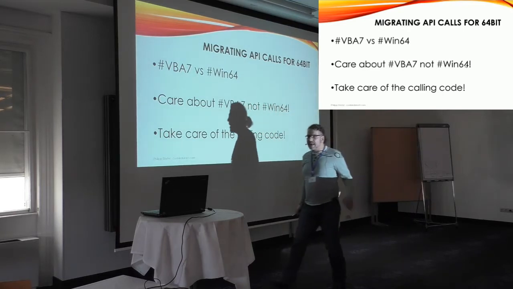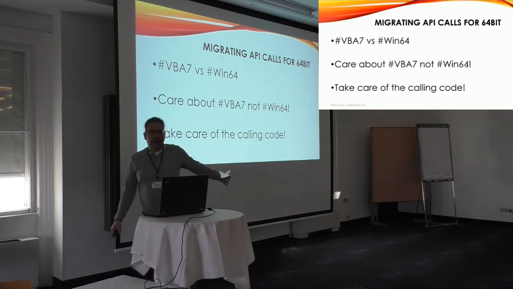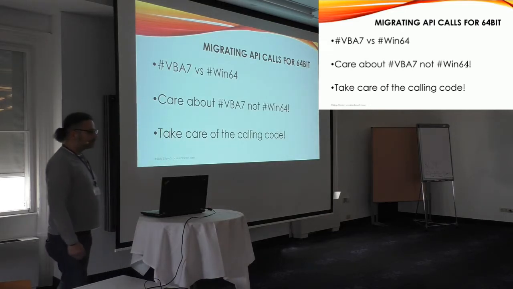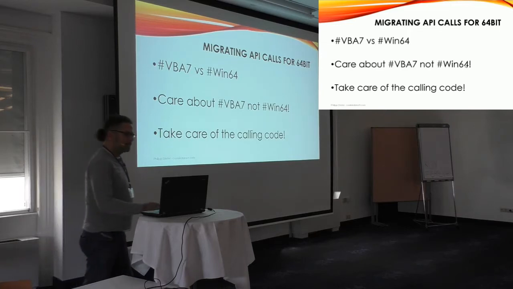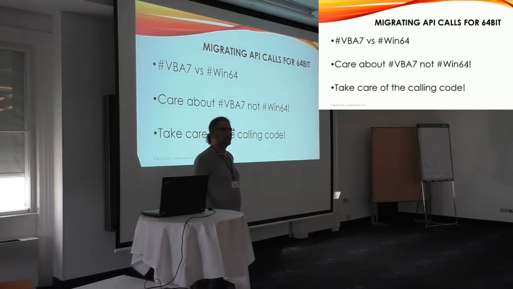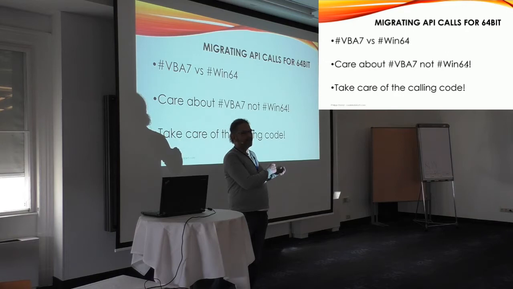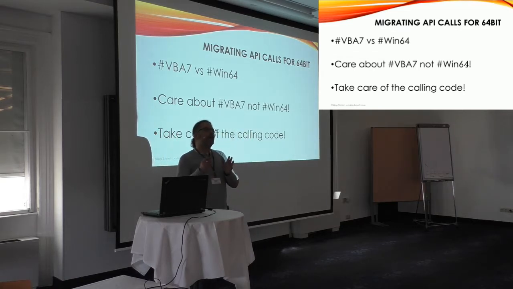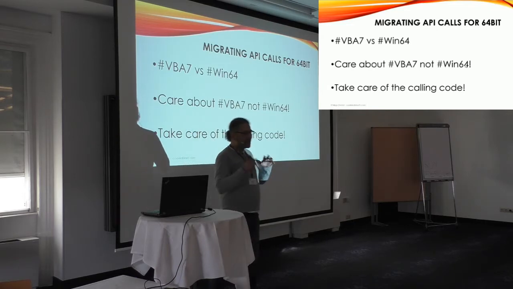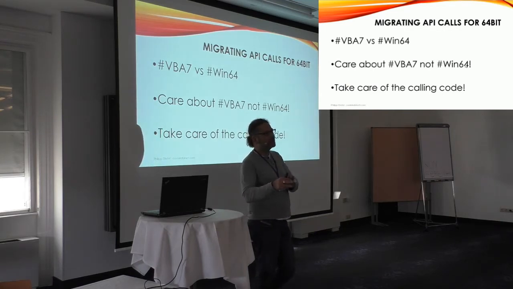So care about VBA 7 if you have to support older systems, not so much about Win64. So the Win64 is just for cases where they changed the API function, for example? Yes, and I'm not aware of any case where that is true. There are a couple of API functions that are new on 64-bit, that have been added to the API and that are only available on 64-bit. But I do not know of any API call that has been changed from 32-bit to 64-bit. Well, there are some internally, but you usually do not need to know about that.